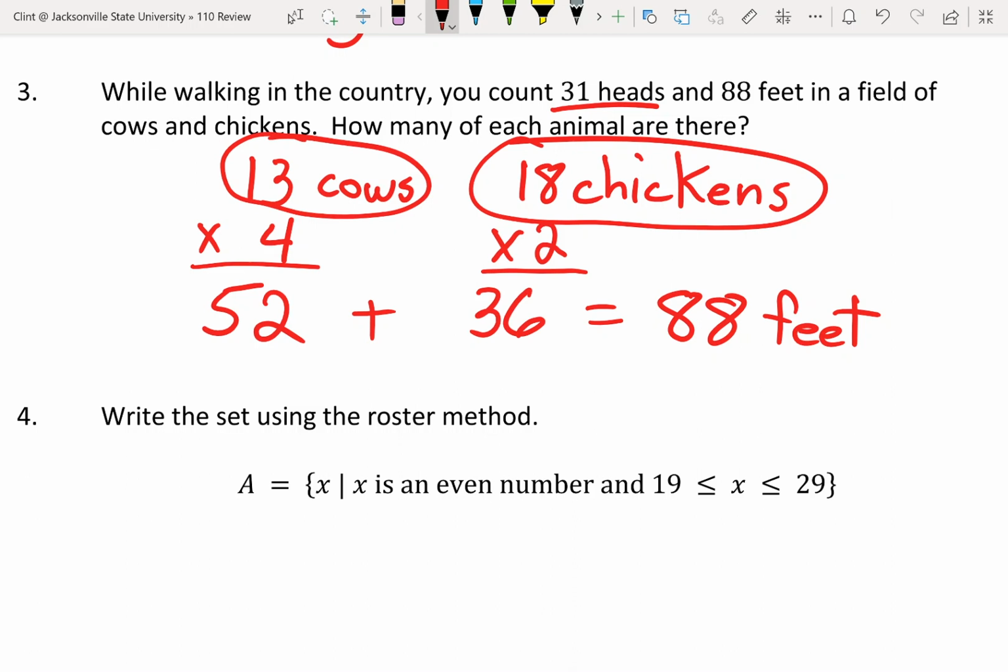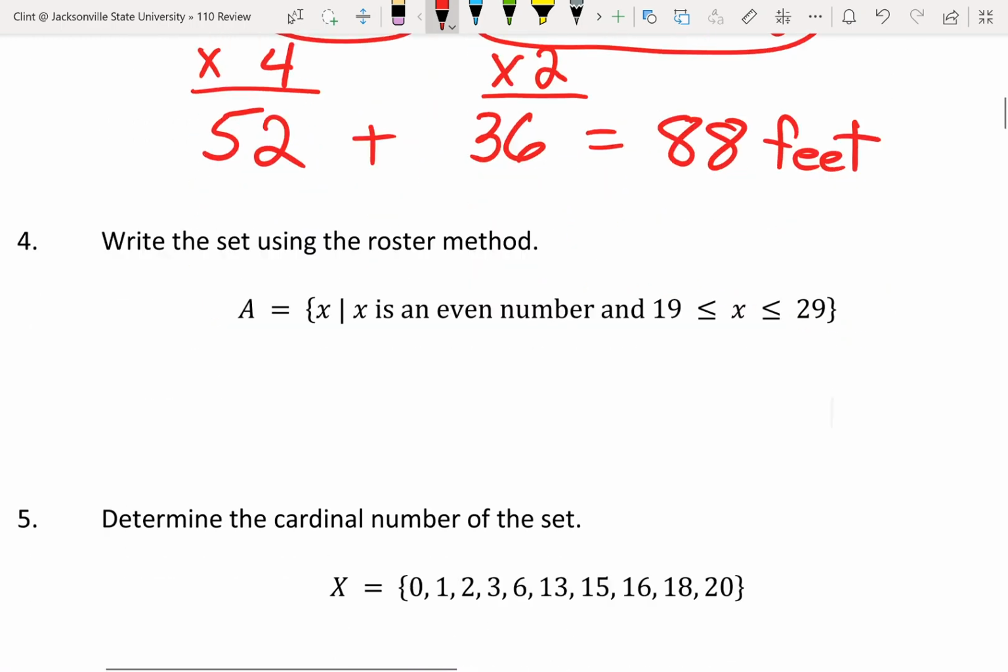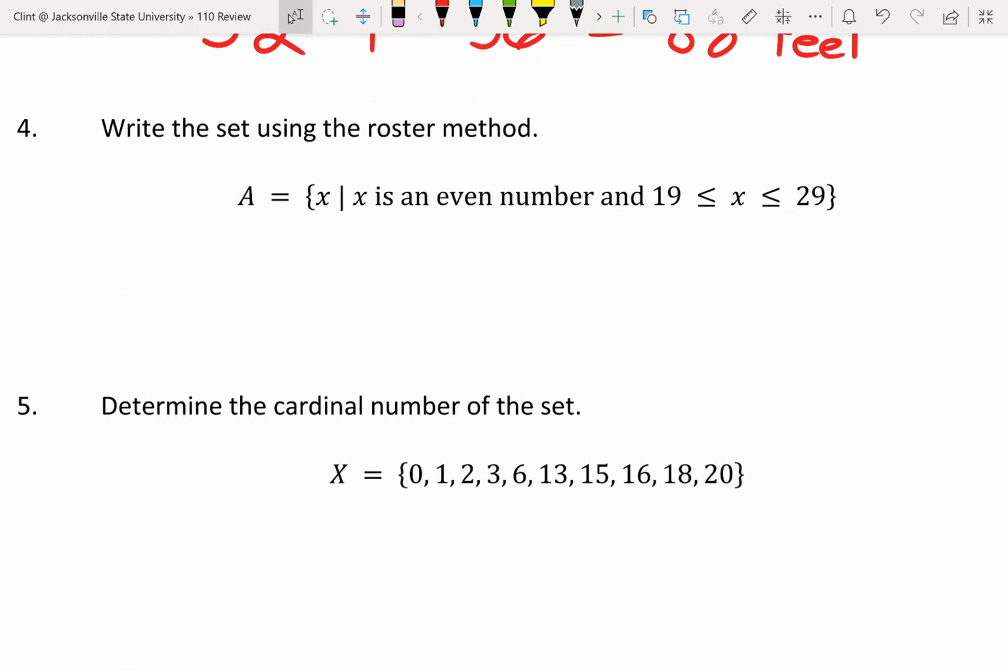All right. Number 4, we've got some set questions here. It tells us to write the set using the roster method. So it's written out in set builder notation, and it wants us to rewrite it in the roster method. So I know it's set A, so I'm gonna go ahead and get set up. I'm gonna call it A and then put my equal sign and my bracket to get ready.